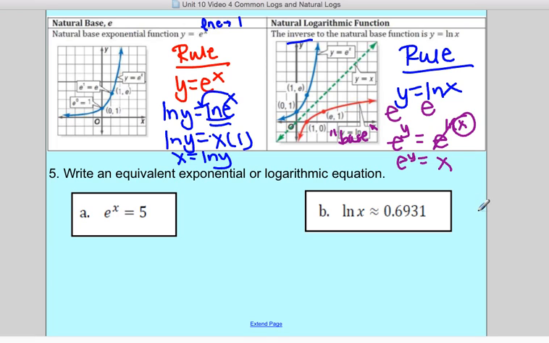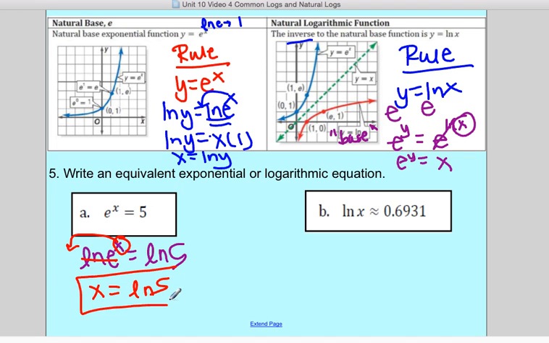It says, write an equivalent exponential or logarithmic equation. Okay, so if I wanted to get rid of e, I would take natural log on both sides. My rule is that this allows my x to come down in front, and these cancel, so I'm left with x equals natural log of 5. So there it is written in a logarithmic equation.